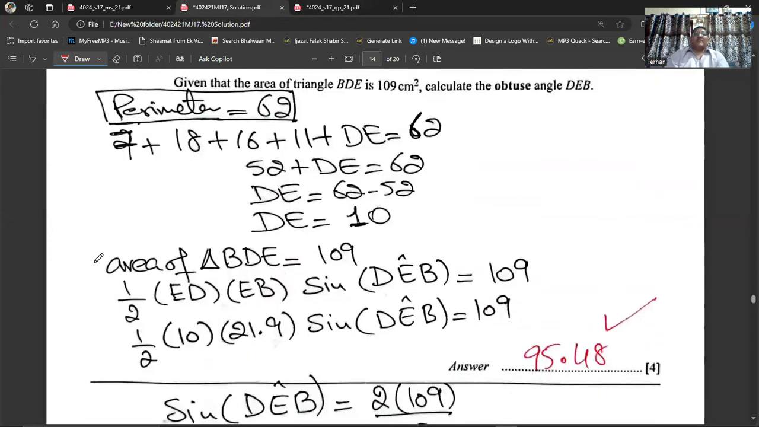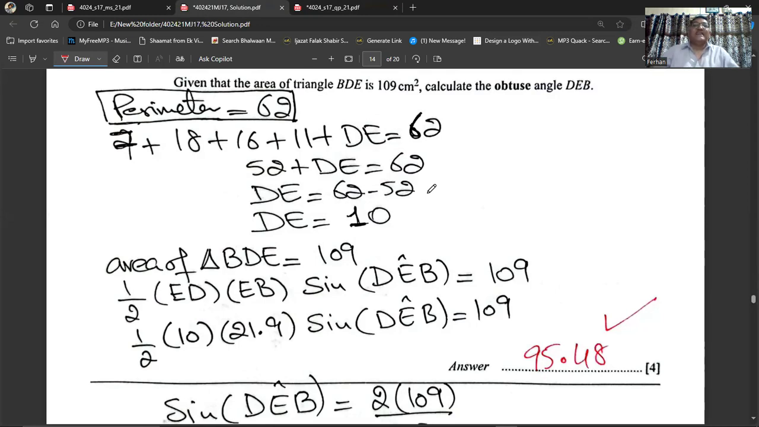The perimeter of that pentagon is given, that is 62. So I will find the length of the DE side. 7 plus 18 plus 16 plus 11 plus DE equals 62. So 52 plus DE equals 62, and so DE will be 62 minus 52, and that will be 10. So the DE side is 10.